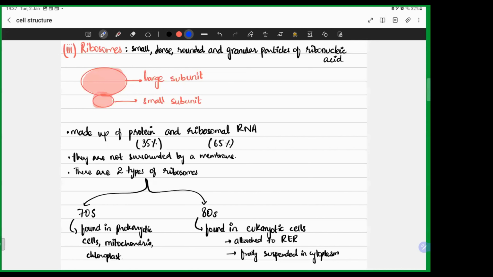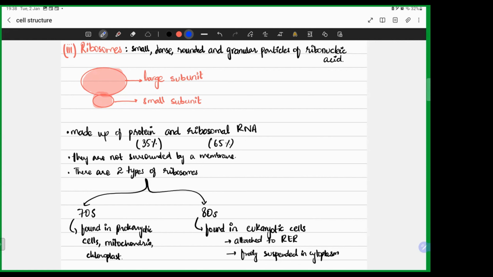So 70S ribosomes are found in prokaryotic cells, they're found in mitochondria, and they're found in chloroplasts. Okay? So there are three places where we can find 70S ribosomes, which are prokaryotic cells, mitochondria, and chloroplasts. Now, where do we find 80S ribosomes? 80S ribosomes are found in eukaryotic cells.